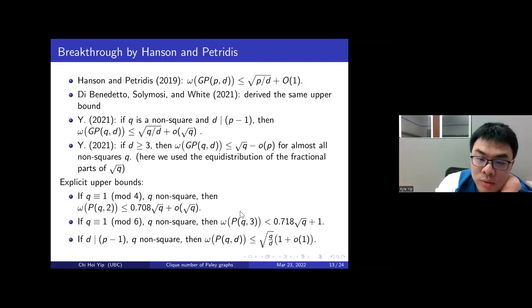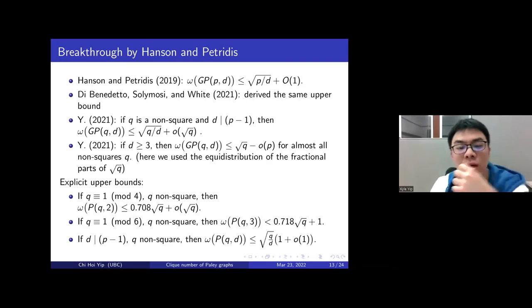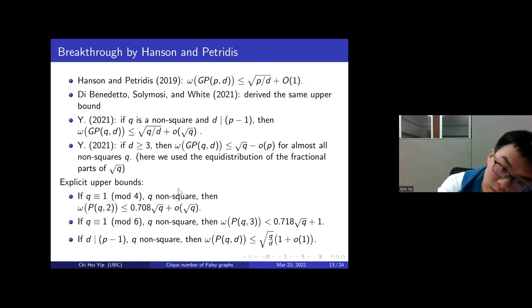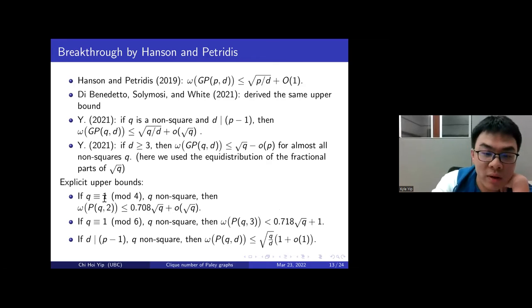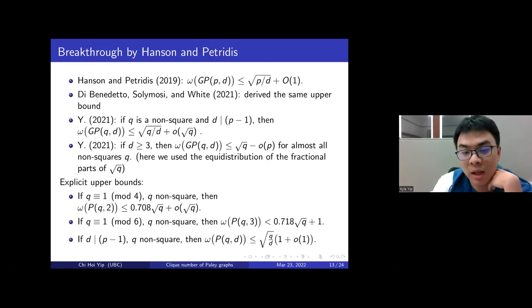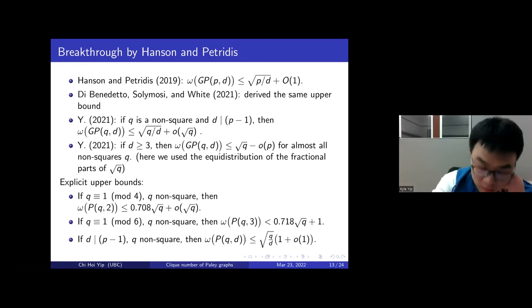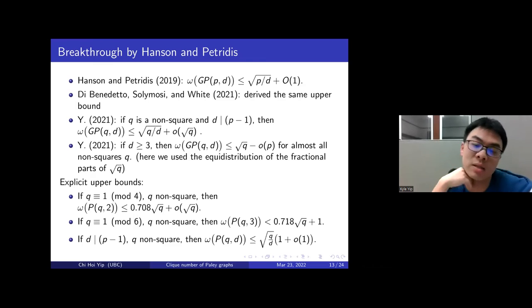Similarly, we can consider the cubic Paley graph. By the way, I guess here it should be GP(Q,3) and GP(Q,D). Sorry for the typos. So for cubic Paley graphs, we can also improve the trivial upper bound square root Q to this upper bound, 0.718 times square root Q plus some lower order term. Here you may notice that this number 0.718 is actually larger than 0.708. And you may find it strange because the Paley graph has edge density one half, while the cubic Paley graph has edge density one third. So it's natural to expect that the clique number of the cubic Paley graph is smaller than the clique number of the Paley graph, because the edge density is smaller.